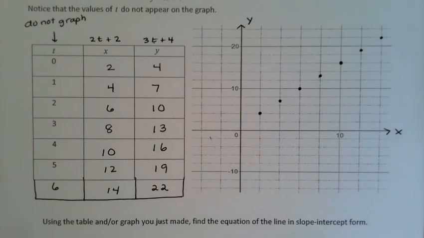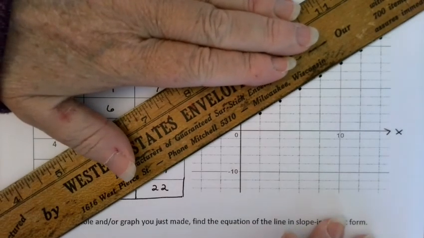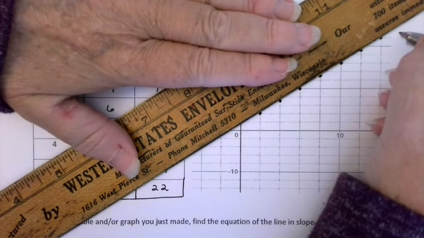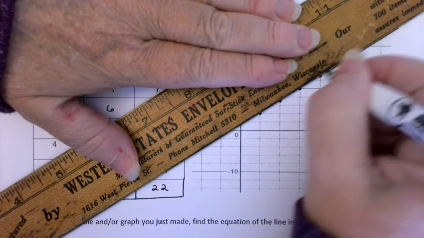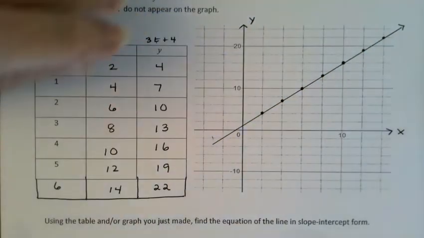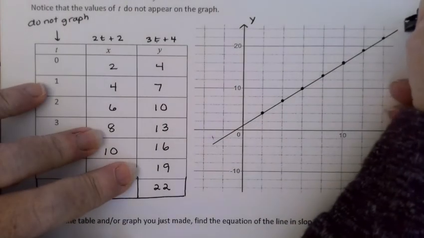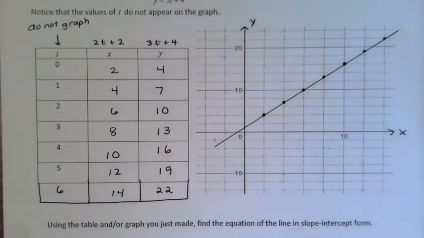So it's pretty clear that these points form a straight line. And I'm just going to go ahead and draw that line. I'm not going to put any arrows on this yet. I want to talk about that later. All right, so there's the line that is formed by these two parametric equations.